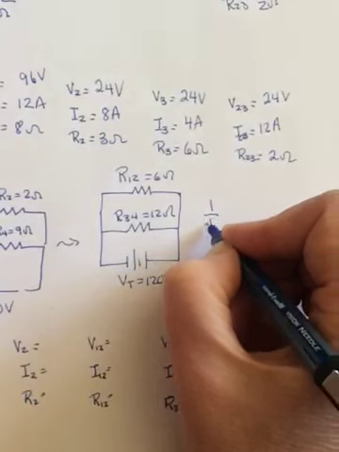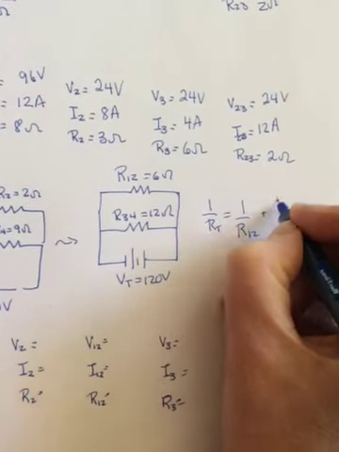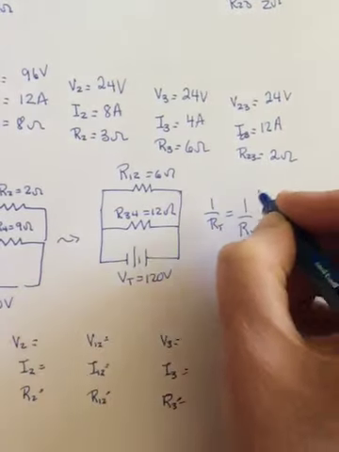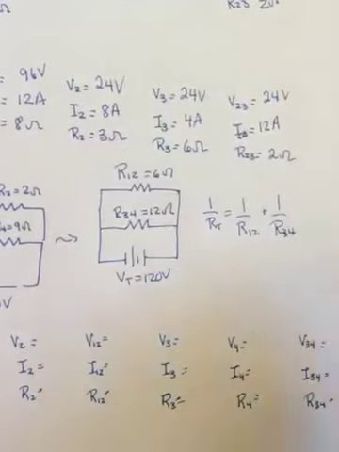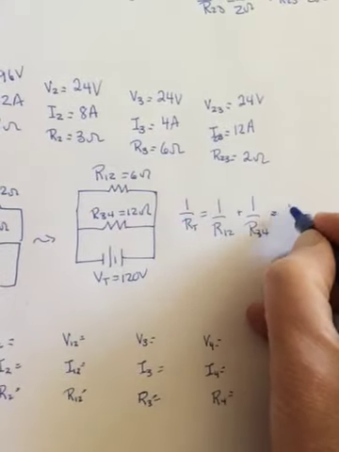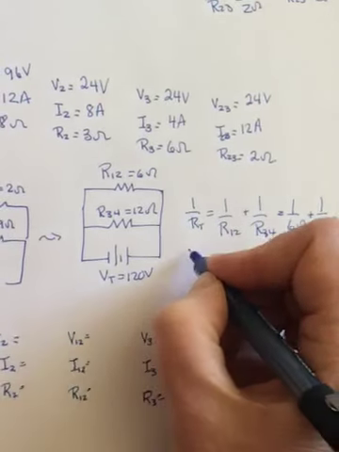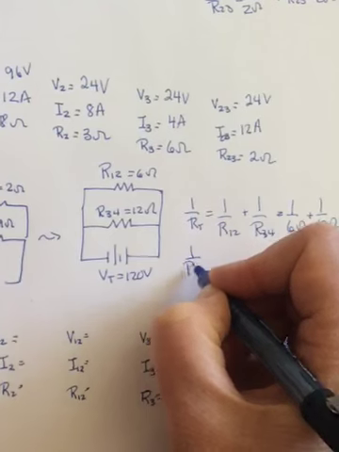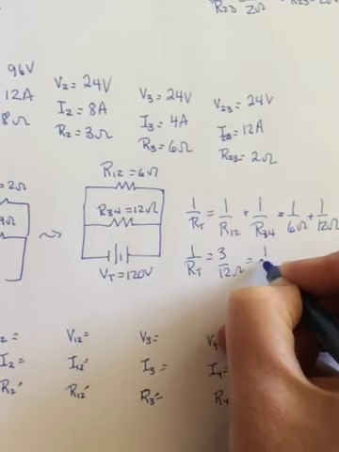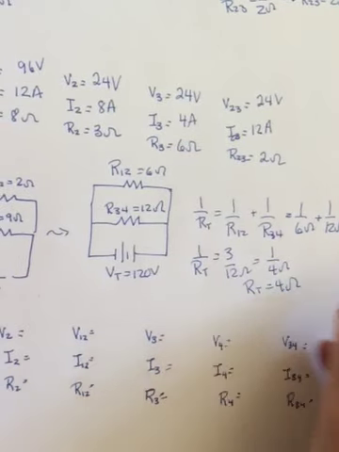I can find my R total. It's just going to be 1 over R1,2 plus 1 over R3,4. Not 1 over R1 plus 1 over R2 plus 1 over R3 plus 1 over R4. It's just these two. So that's going to be 1 over 6 plus 1 over 12. Again, look how nice I was. 2 over 12 plus 1 over 12 is 3 over 12, which is 1/4. So our total should be equal to 4 ohms.